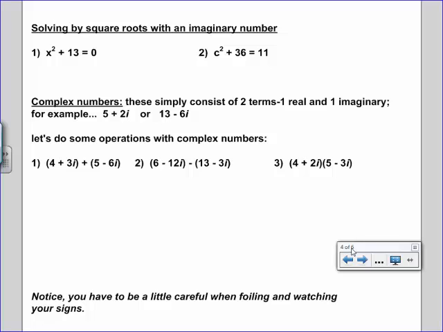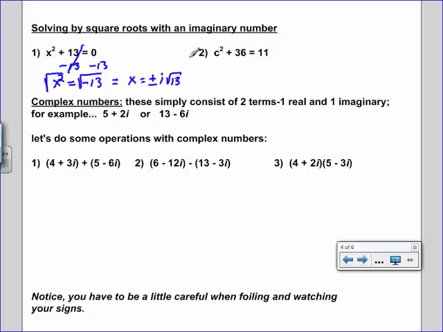Okay, solving by square roots with an imaginary number. Here, if you want to solve for x squared, like before, you have to get x squared isolated by itself. So we have x squared equals -13. Now when you take the square root, again, the square root of a square cancels, and you have x equals plus or minus the square root of 13i, but for form they usually put the i before the root, the square root of 13.